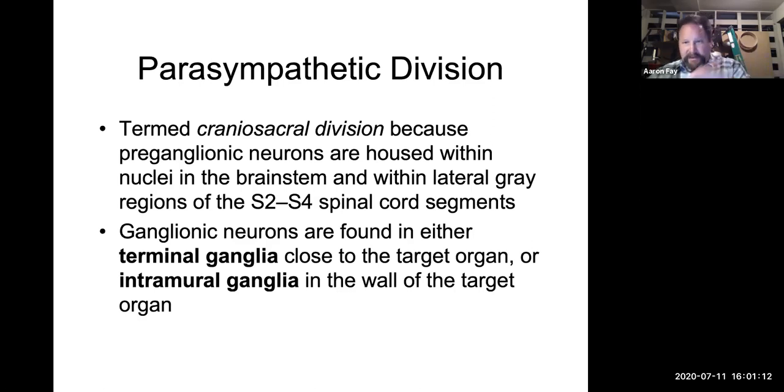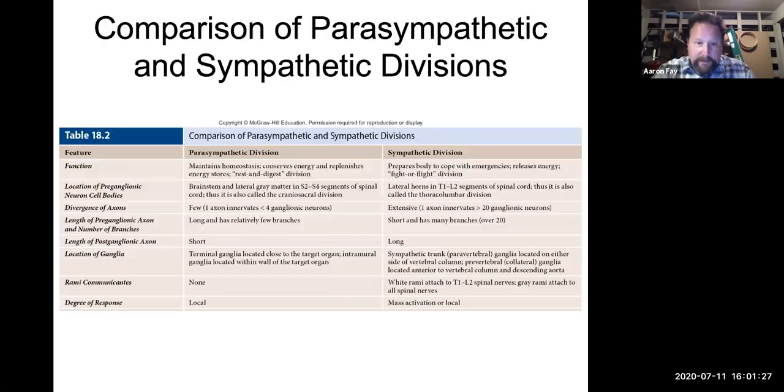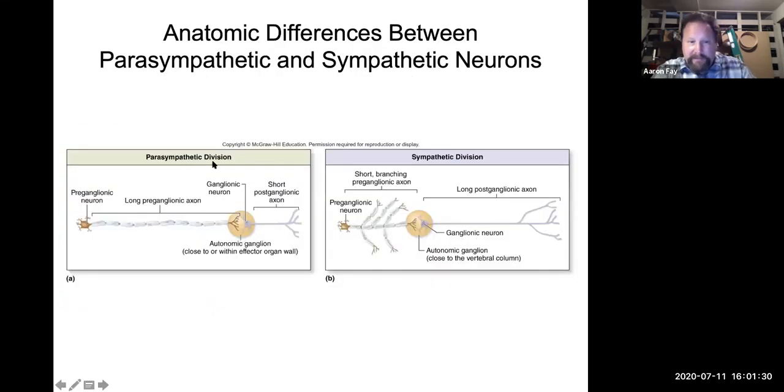So let me just read through this and relate it back to a previous slide. Ganglionic neurons are found either in terminal ganglia, far away from the central nervous system and right close to their target organ, in either terminal or intramural ganglia. Look at the structure of a parasympathetic ganglionic neuron. It has a really long axon. Why? Because it has to go from the CNS all the way to the target organ, or almost to the target organ. If that ganglion is right next to the target organ, the postganglionic axon only needs to be really short because most of the distance has already been traveled.